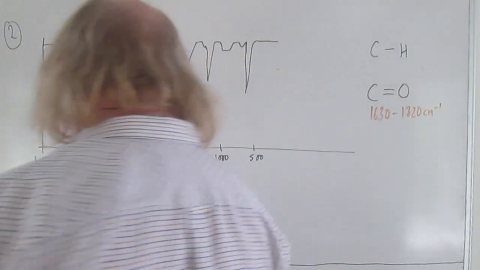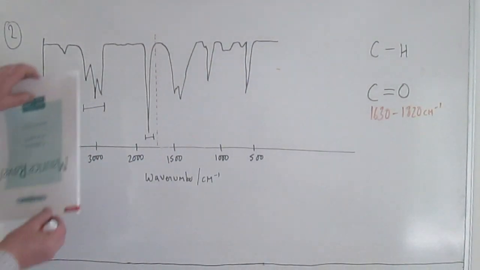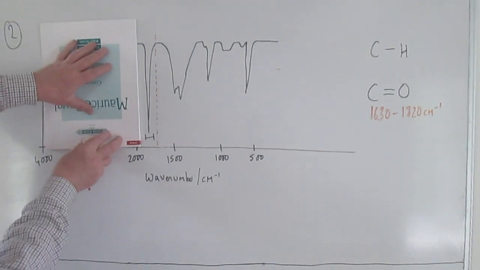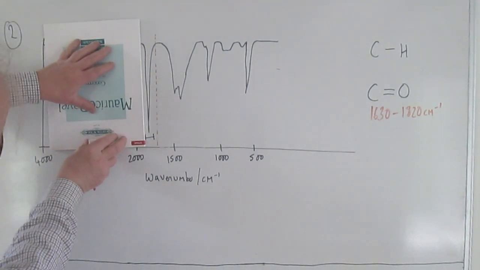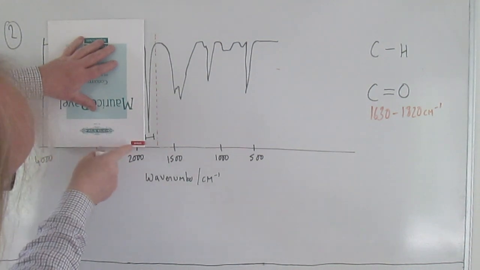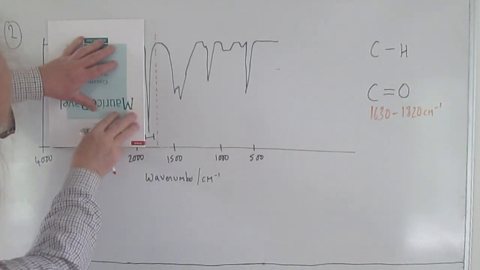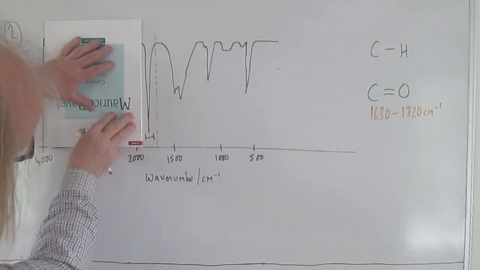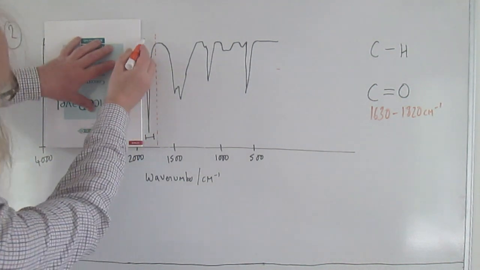You come to 1820 wave numbers and you slide this along till you come to 1820, and again you draw a line, making sure it's square. That's why it's important to use a book or a set square or something like this to make sure that you've got this right.